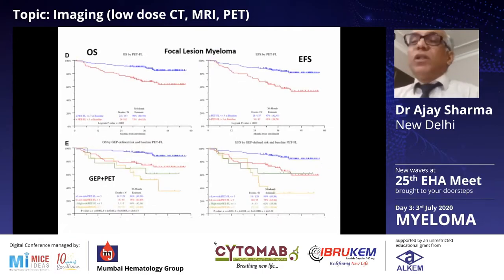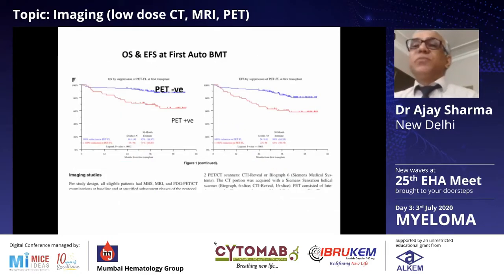Similarly, in disease with focal lesions, and if we involve gene expression profiling, the presence or absence of PET involvement has a definitive determinant effect on the outcome of the disease, considering event-free survival and overall survival. It has been shown to be an important marker for disease assessment and prognostication at the time of diagnosis. After induction, at the time of the first auto-BMT also, the same parameters have shown that PET-CT positivity and negativity impacts the outcome, and it is an important marker at that stage also.